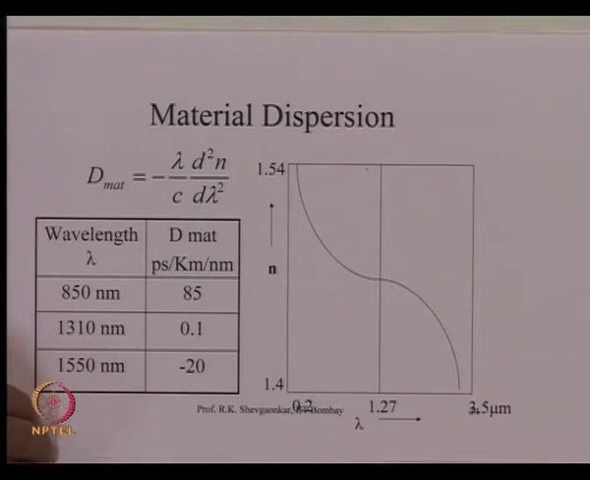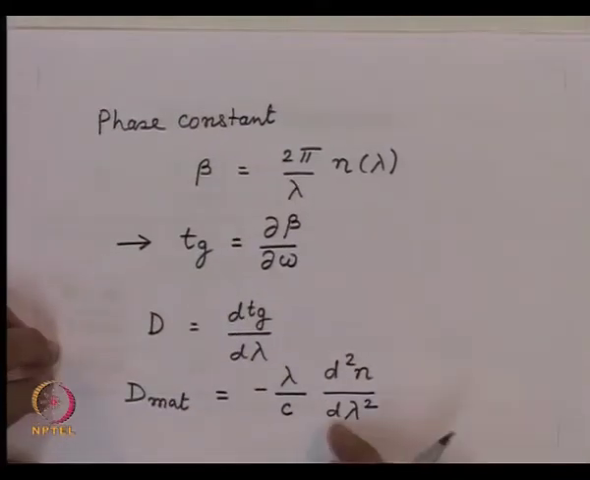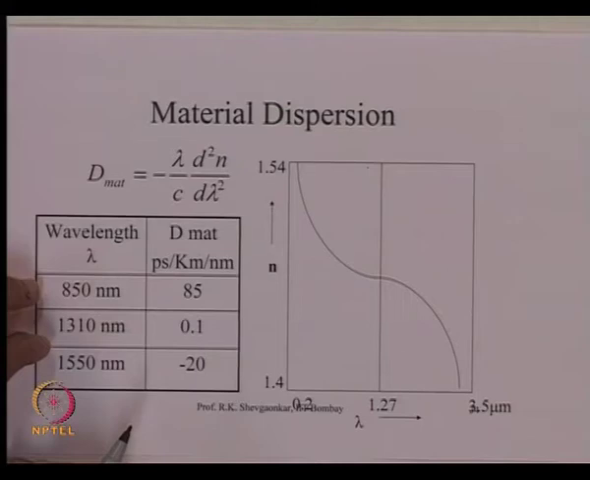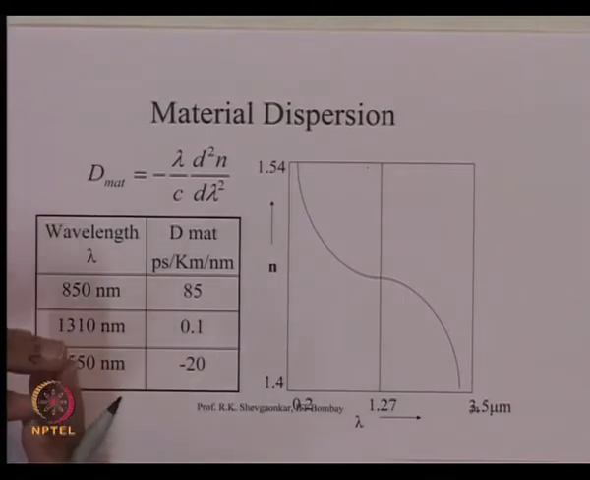So this quantity d2n by d lambda square goes to 0 at the wavelength which is 1270 nanometer, and as a result the material dispersion becomes 0 at 1270 nanometer. So this is a natural property of glass, that even if I have not made an optical fiber out of glass, the glass would have a 0 dispersion at a wavelength which is 1270 nanometer.